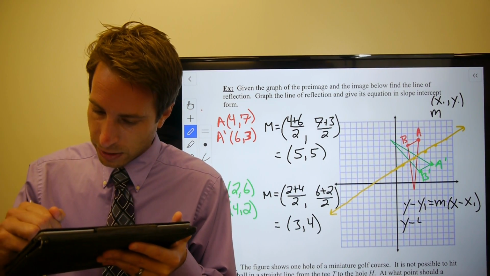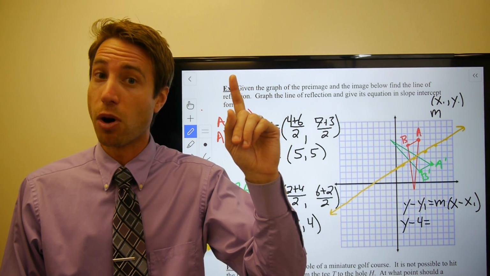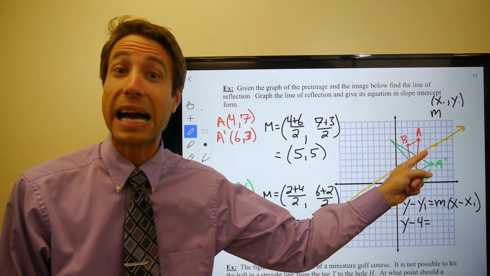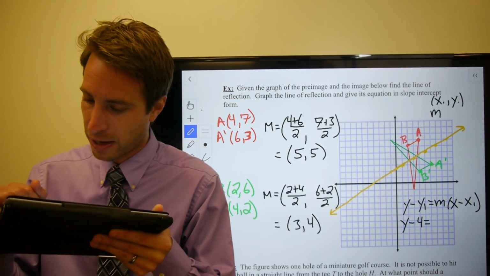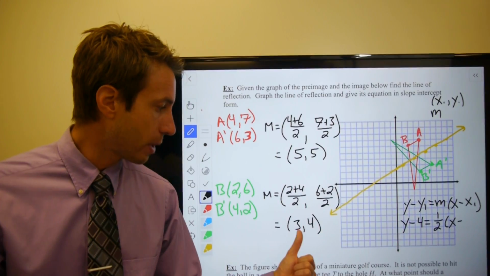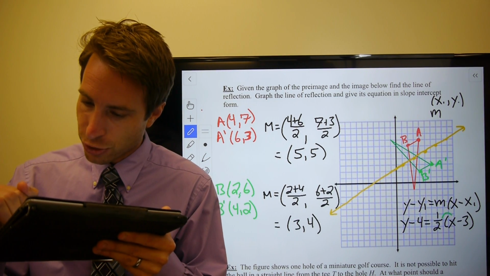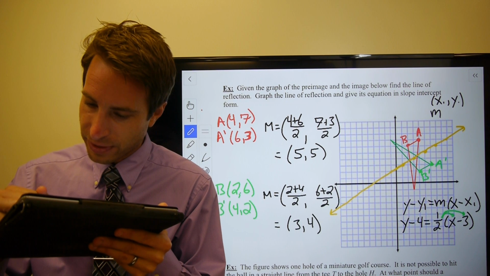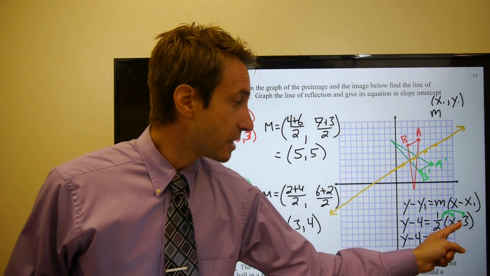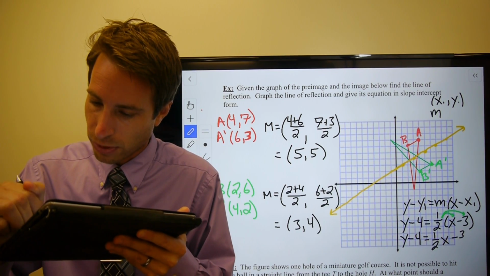So y minus 4 is equal to, do you remember what we said the slope was? We counted up 1, so a rise of 1, and a run of 2, right? Up 1 over 2, rise over run, so 1 half. So m is 1 half, and then x minus, what is the x coordinate for my point? 3. We're going to solve this by distributing the 1 half through the parentheses. I have y minus 4 is equal to 1 half x minus 3 divided by 2. You can't reduce that any. It's just 3 halves.